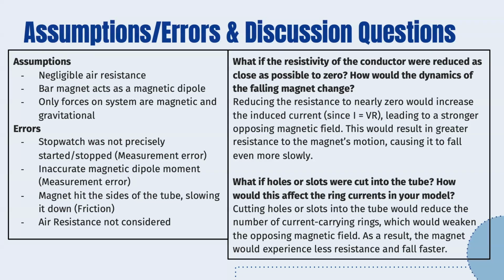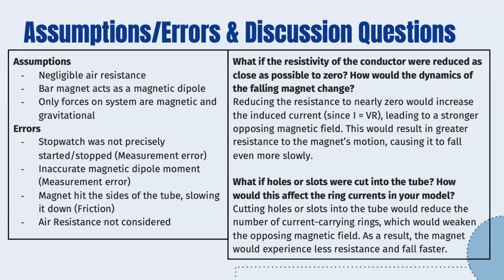Going on to our discussion, what if the resistivity of the conductor were reduced as close as possible to zero? How would the dynamics of the falling magnet change? Reducing the resistance to nearly zero would increase the induced current, leading to a stronger opposing magnetic field, and this would result in greater resistance to the magnet's motion, causing it to fall even more slowly.